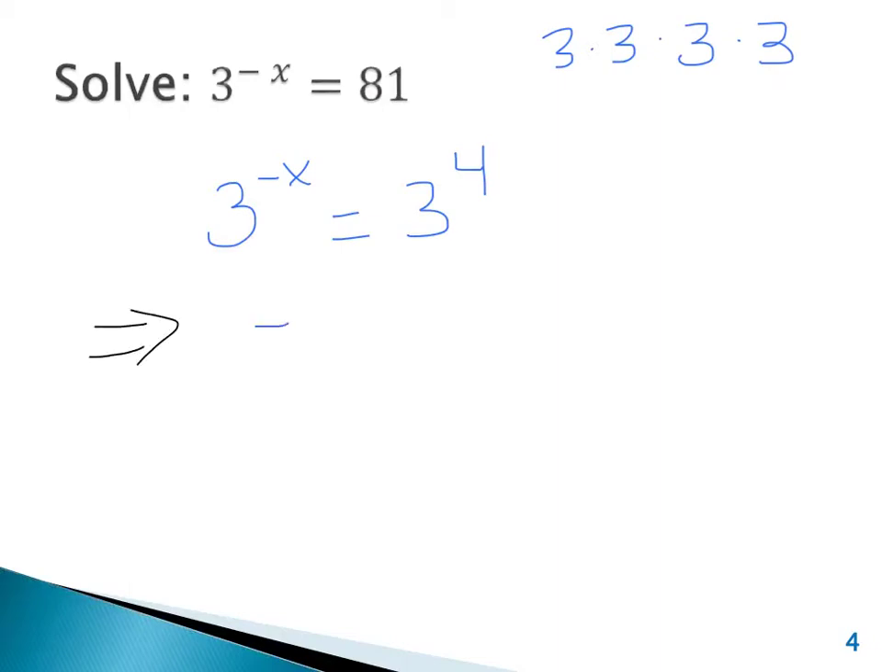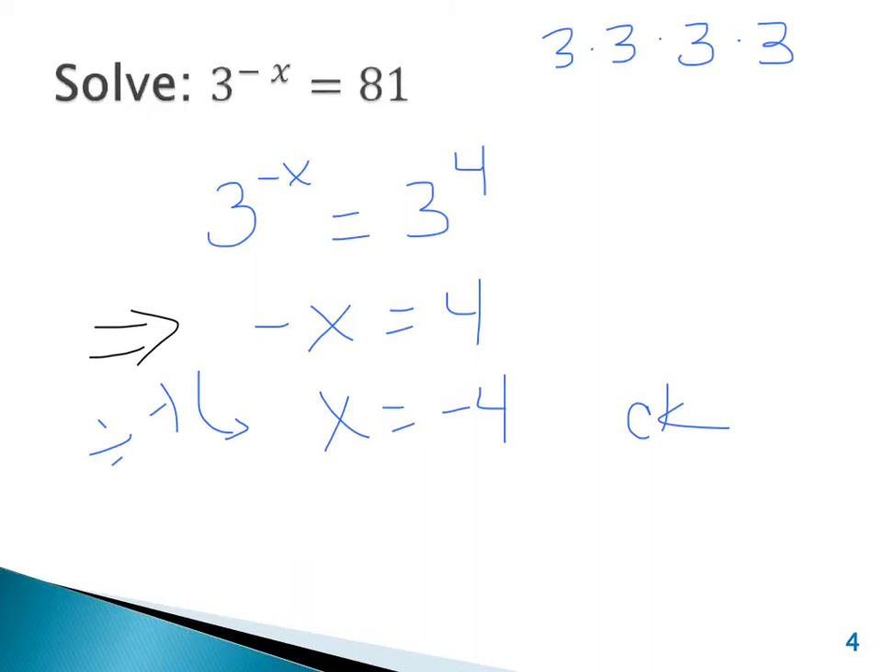So that gives us -x equals 4. We're going to divide by -1 on both sides, and that gives us x equals -4. Let's check that. When we put a -4 here into this exponent, we get minus a -4, which is +4. That gives you 3 to the 4 here and here. So that works, and this is our final solution.